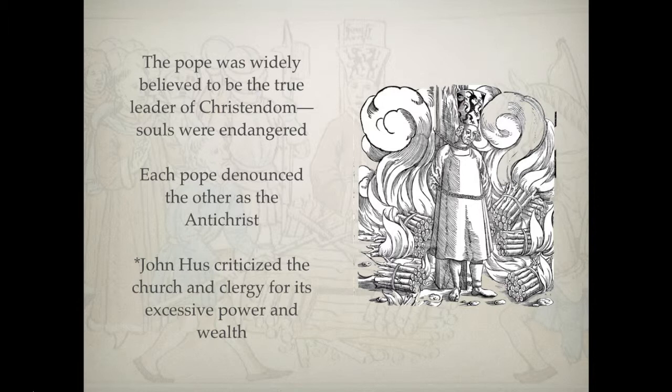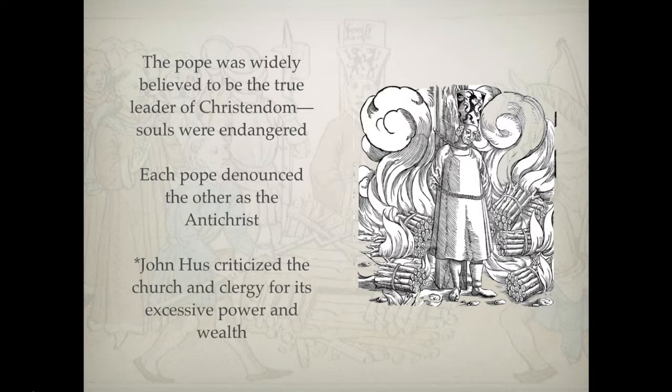Now, the Pope was widely believed to be the true leader of Christendom, and this was the problem. Souls were endangered because if it was the false Pope, you would go to hell. So each Pope denounced the other as an antichrist. Of course, we would expect this. Each claims that they are the true Pope, and the others are antichrist. So you can see how this might be difficult for the average Christian, who would not necessarily be educated and really couldn't read or write. And so who are you going to pick? I mean, that's a problem.